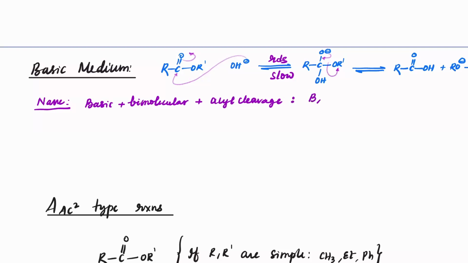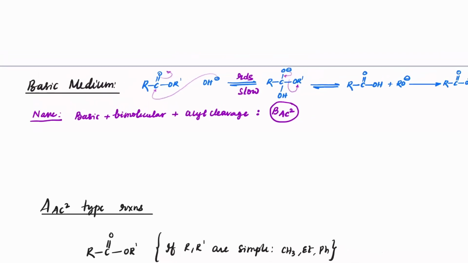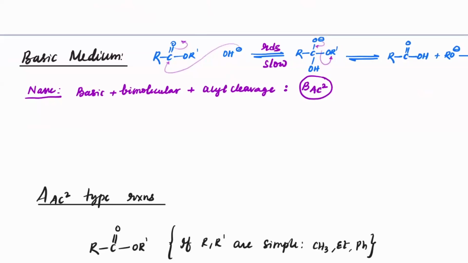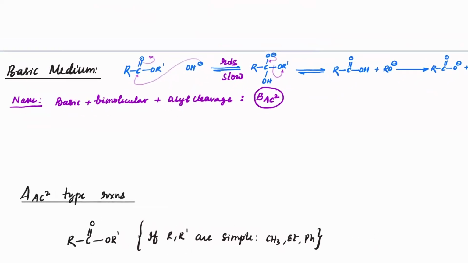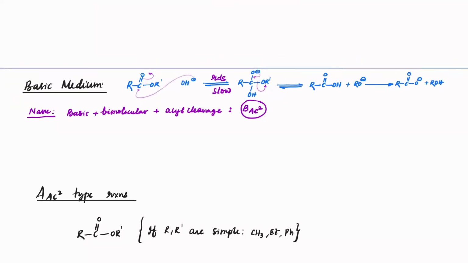This is BAC2. This is the form which you need to know. So basic medium, acyl cleavage, and bimolecular step. In fact, when it comes to basic medium, you will hardly see other forms. This is the only form which is to be learned, and that is the only one which you have in the syllabus also. Got it?